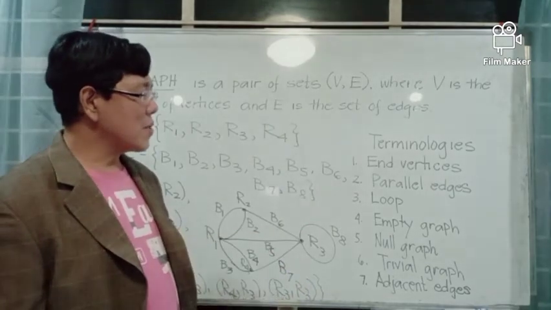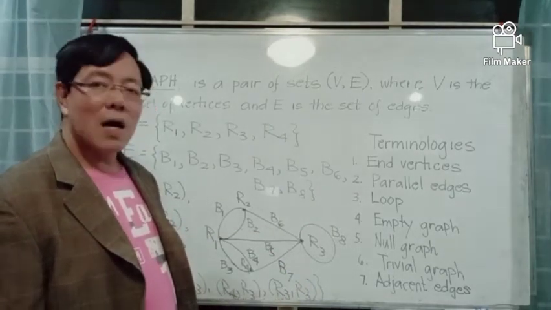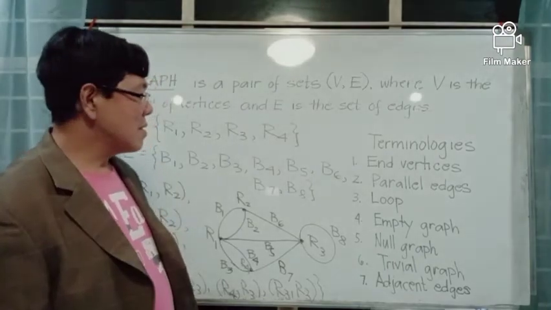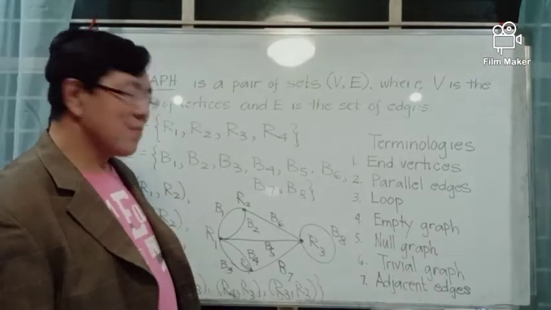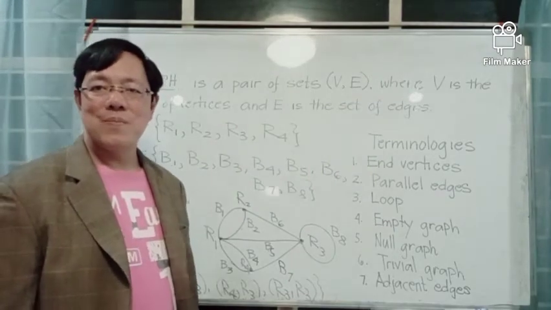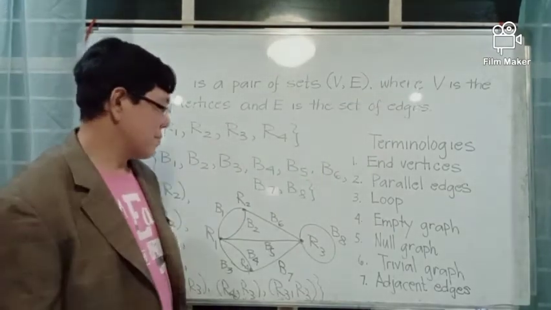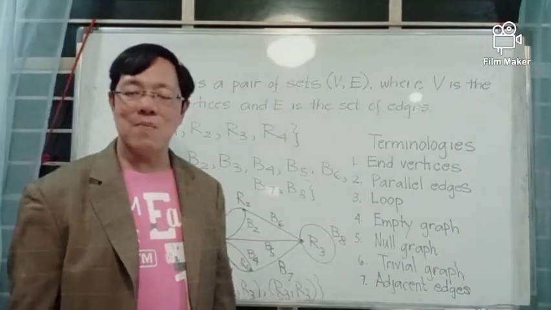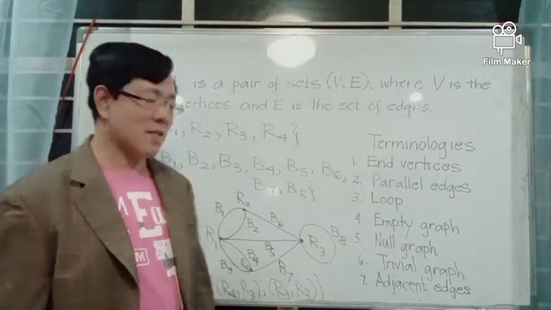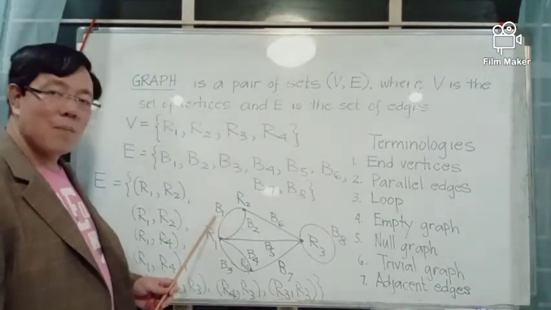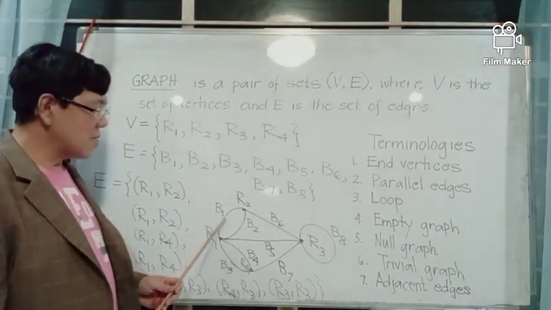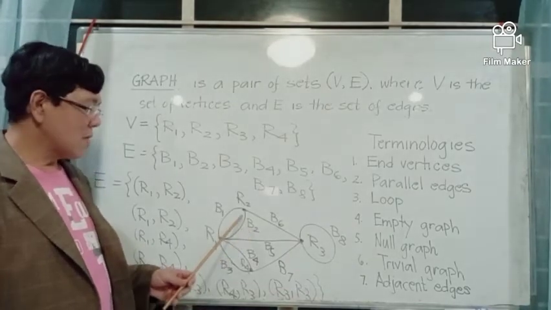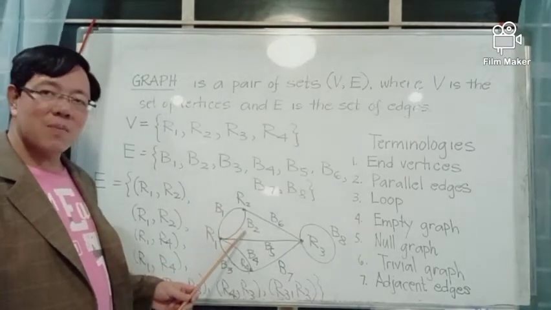Now, when do we say two edges are parallel? Two edges are parallel if they have the same end vertices. Again, parallel edges are edges that have the same end vertices. Examples are the edges B1 and B2, which are parallel edges because they have the same end vertices.